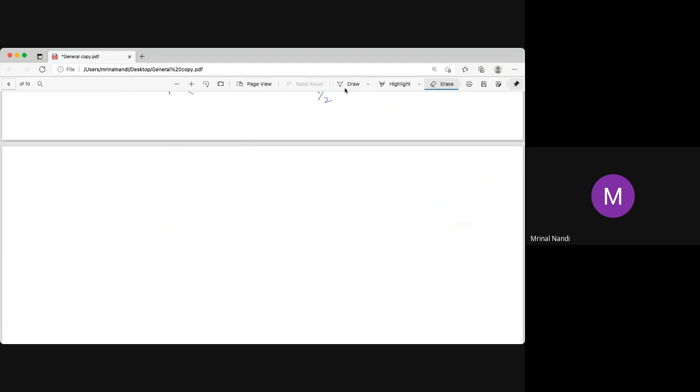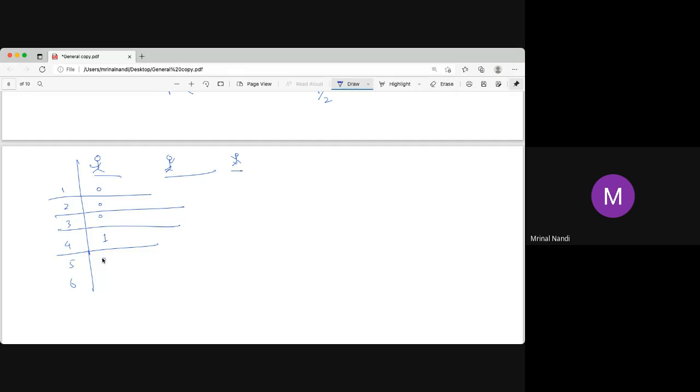Say the actual outcome is a 4. So there are 3 persons. I know the result, so I know the corresponding probabilities. Say 1, 2, 3, 4, 5, 6. I know actually where the 0 and where the 1 is. I know this is 1. These are all 0. These are the probabilities.